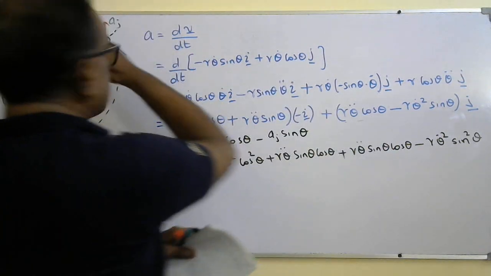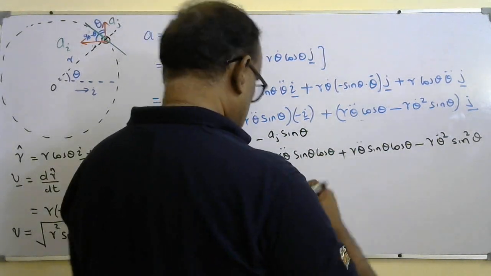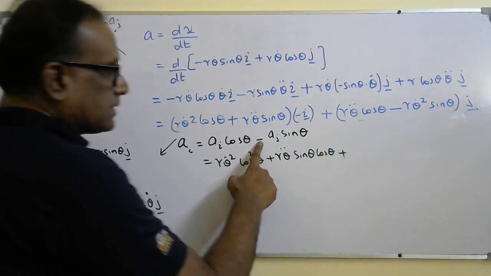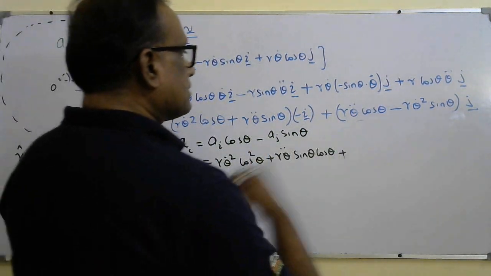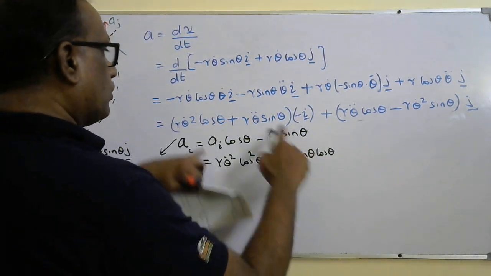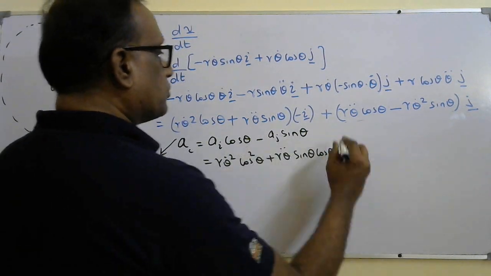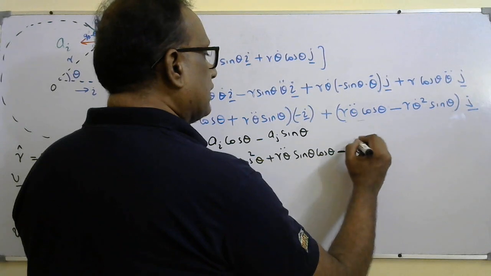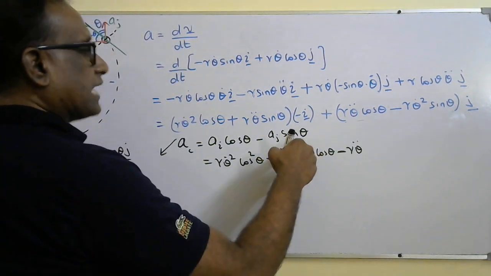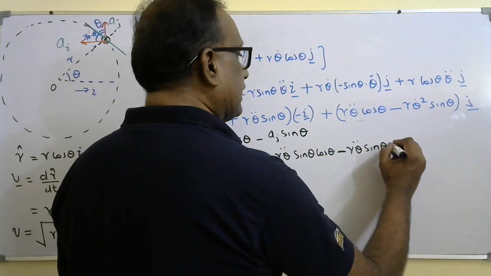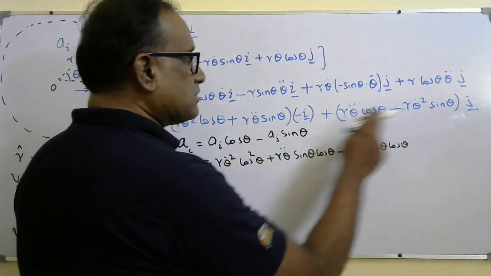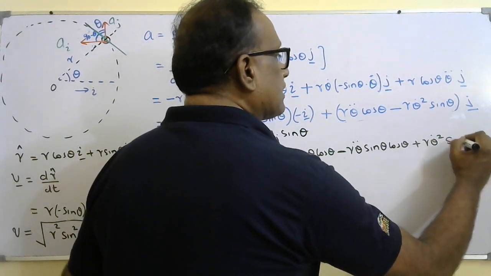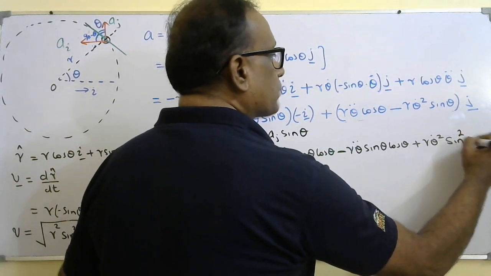Sorry, this is minus side. One minute, I think I need a minus here. There's a small mistake. So that is minus into minus. I made a mistake here. This is for this component, right? This is minus here. So minus r theta double dot cos theta sine theta, and plus r theta dot squared sine theta into sine theta, sine square theta.